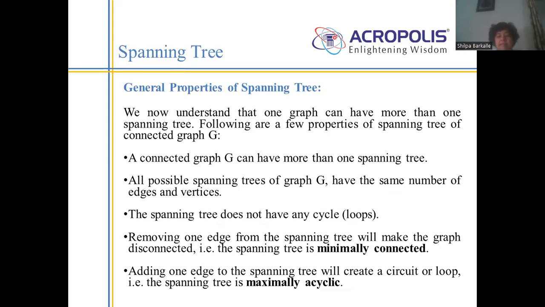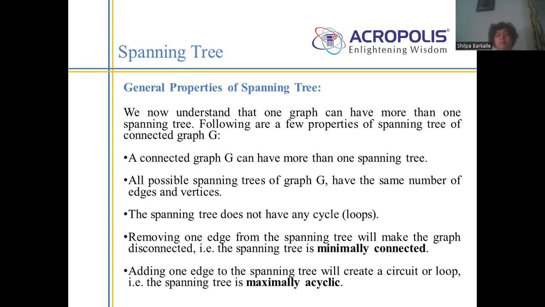Removing one edge from the spanning tree will make it disconnected. As we already said, a spanning tree is connected. So even if we remove one single edge from the spanning tree, it will become disconnected because one of the vertices will become isolated from the rest of the tree. So this is called minimally connected. Similarly, if we add one edge to the spanning tree, it will create a circuit or a loop, and then it will become maximally acyclic. So these were some of the general properties of a spanning tree.